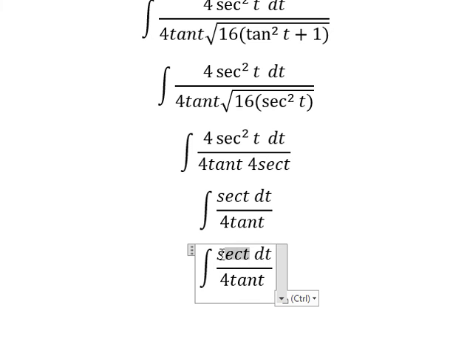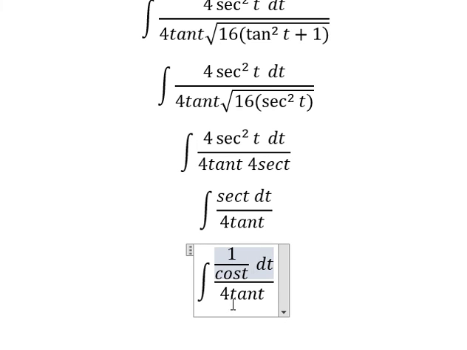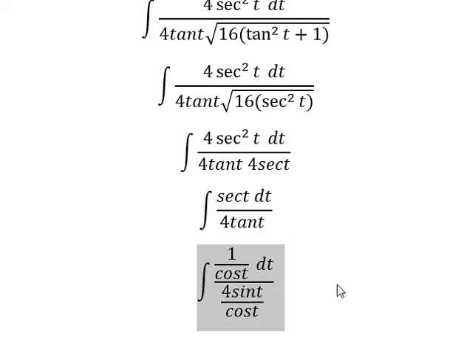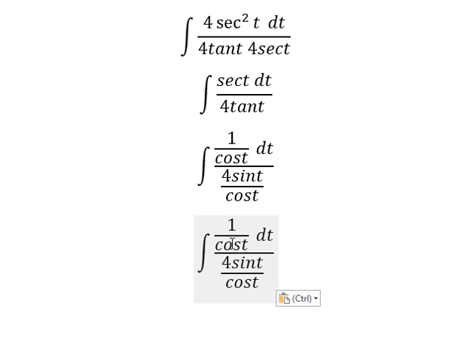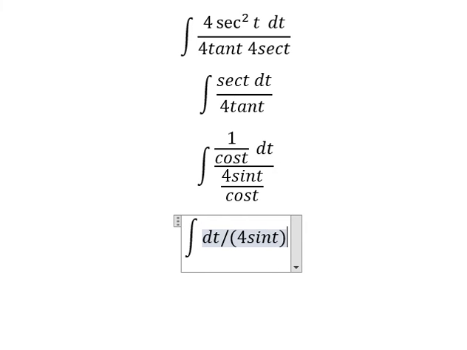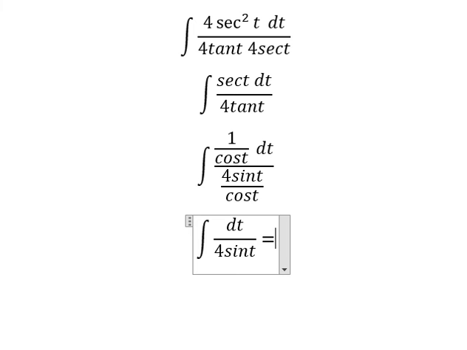Secant t we change for 1 over cosine t, and tan t we change for sine t over cosine t. We simplify cosine t on numerator and denominator. And this one, 1 divided by sine t, you get cosecant t.